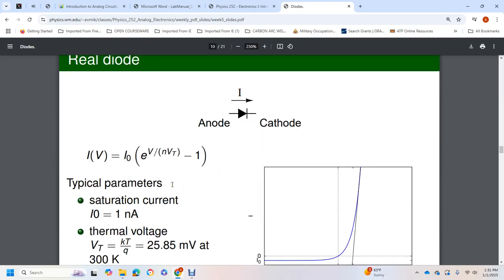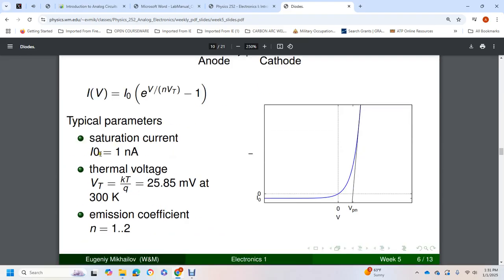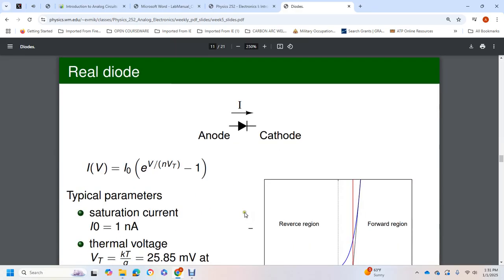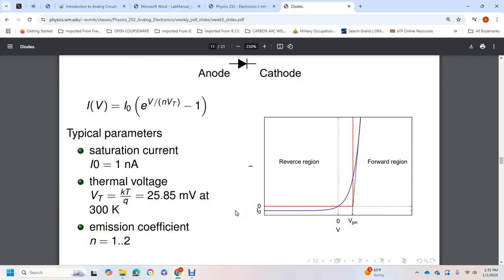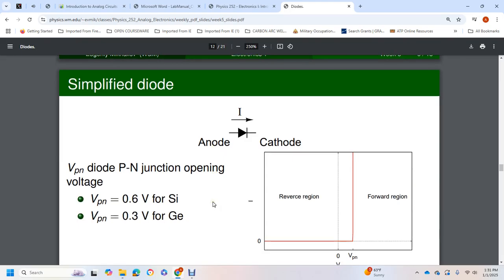Amperes, anode, cathode. Amperes times volts equals power output. The saturation current is 1 nanoampere, thermal voltage, and emission coefficient. Anode, cathode parameters, reverse region, forward region. Voltage, positive, negative, diode, positive, negative, jumping, open voltage.